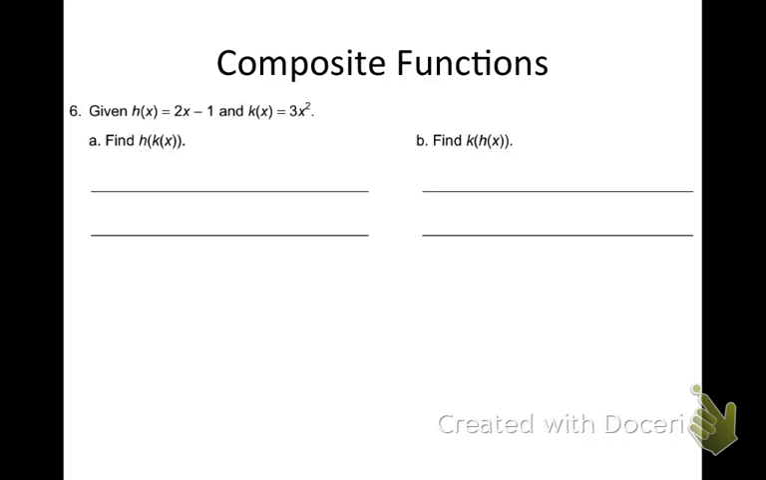Let's try number 6. Given h of x equals 2x minus 1 and k of x equals 3x squared, find h of k of x. So which function am I plugging into the other function? I take k of x and I plug it into h of x. So that's going to give me 2 parentheses 3x squared minus 1. What do I do next then, Maddie?